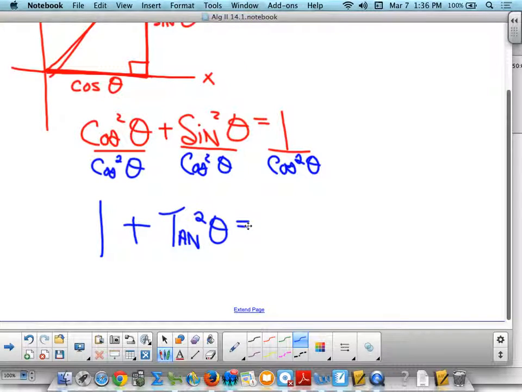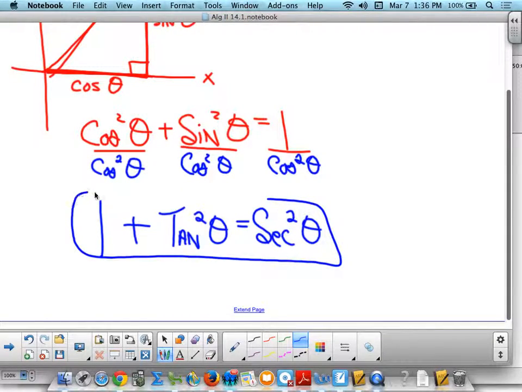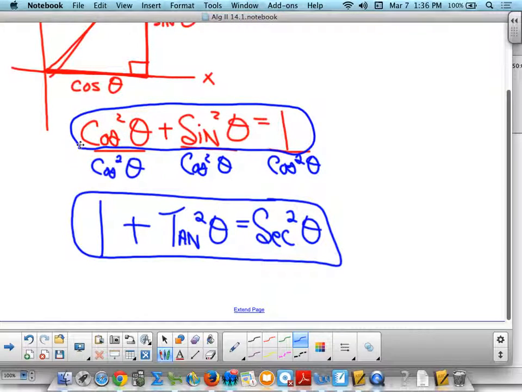Equals 1 over cosine squared. Well, that's a reciprocal function. Cosine's a reciprocal of which one? Secant. So that would be secant squared. Hey, guess what? Here's the second one. Or maybe it's the third one on your notes, I'm not sure. So the first one's right here, right? The second one's right here.